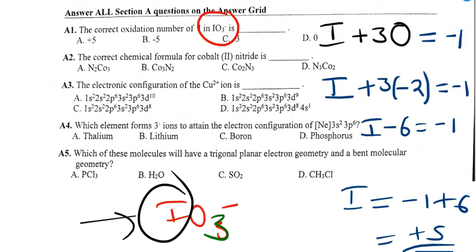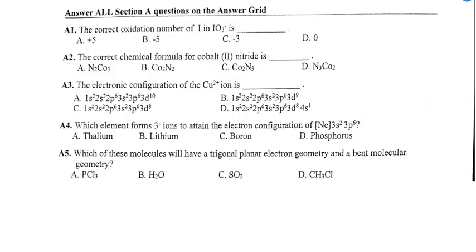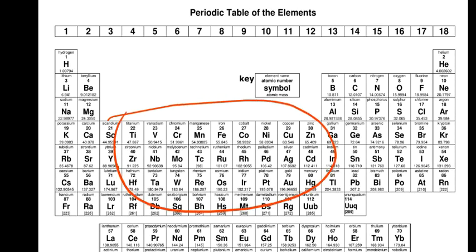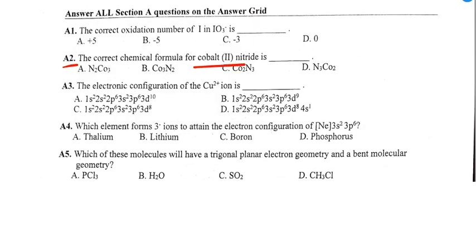I hope that has given you an idea on how you can calculate the oxidation number of an element in a compound. Now moving on to question 2, the correct formula for cobalt 2 nitride. This is where I say the transition elements have varying oxidation numbers, usually given explicitly in the question. So when you say cobalt 2, you're specifying that the cobalt you're dealing with has an oxidation number of 2. So cobalt has an oxidation number of 2 in this case.